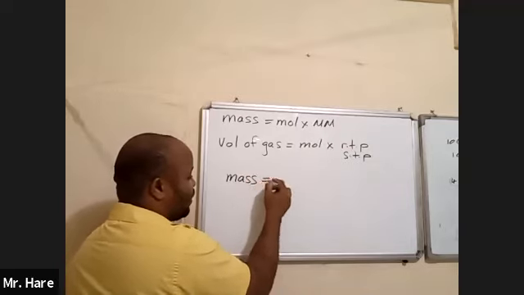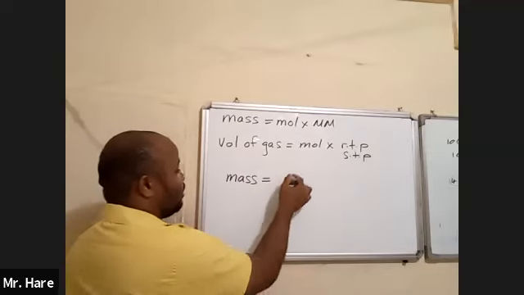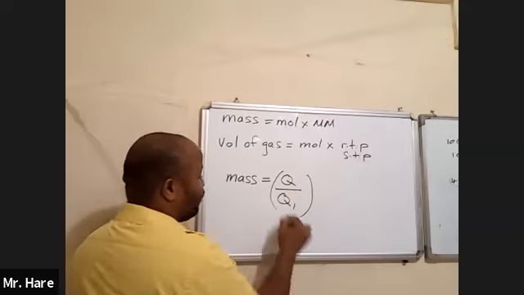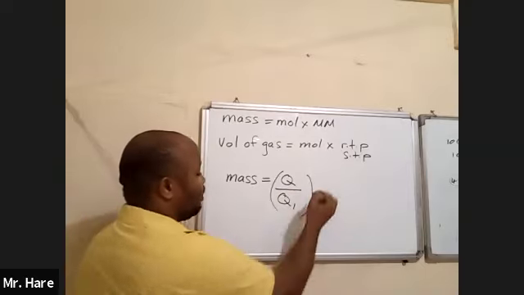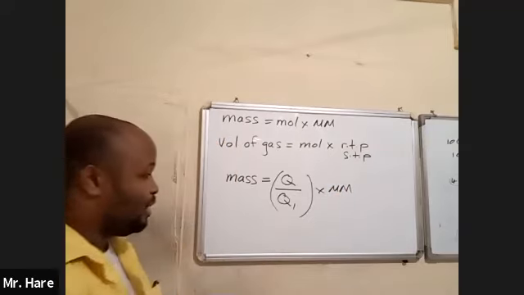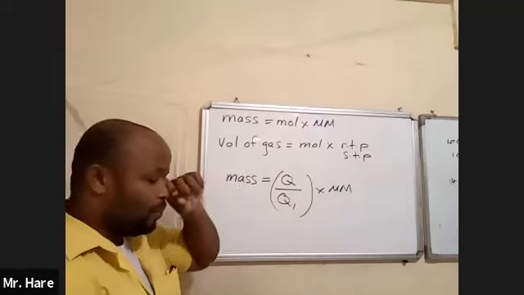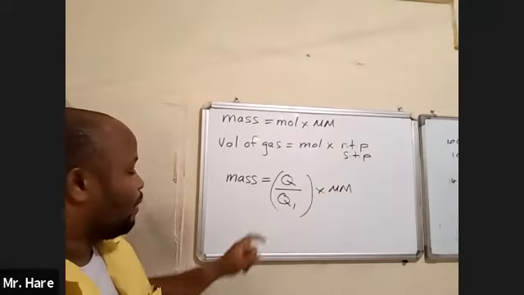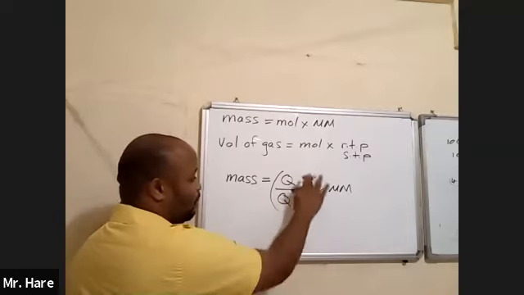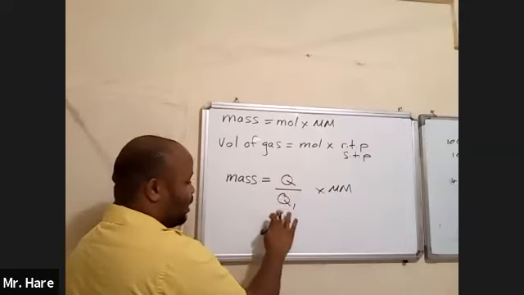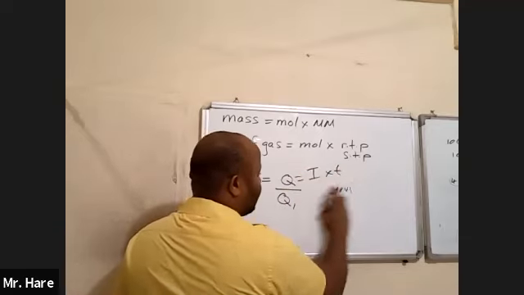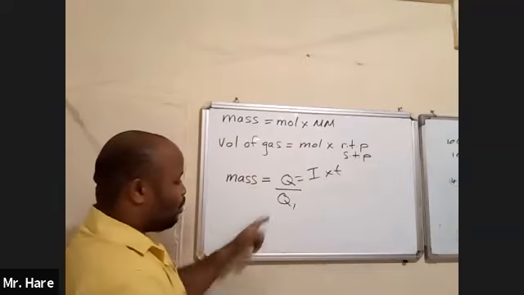So in electrolysis, a simple formula: mass equals Q over Q1, that's the moles, and you just multiply it by the molar mass, and you will get your answer. What is Q? In this formula, Q is what you would have been accustomed to, which is the current multiplied by the time.